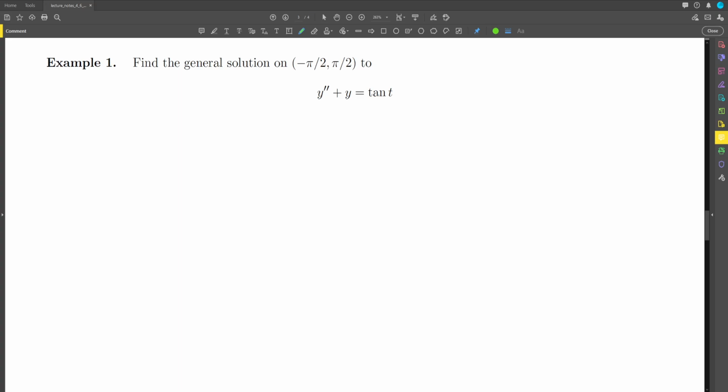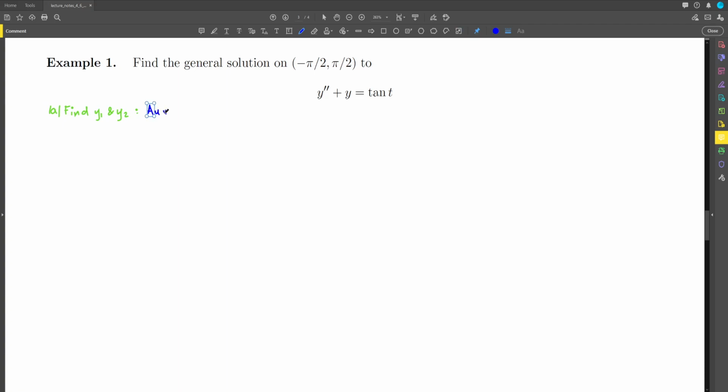So our first step here, step A, is to find y1 and y2, the solutions to the corresponding homogeneous equation. So for this, we need to set up the auxiliary equation.